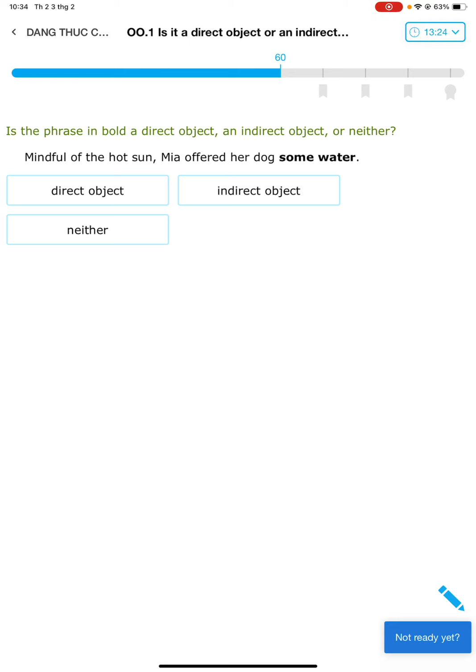Okay, mindful of the hot sun, Mia offered her dog some water. I can see offered is a verb. So again, let's ask another question. What is Mia offering? Mia is offering some water, so some water here is a direct object, because it is what Mia is offering.